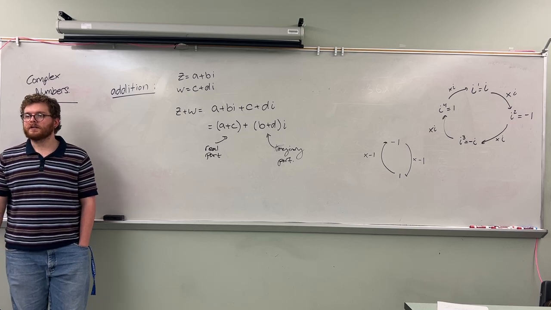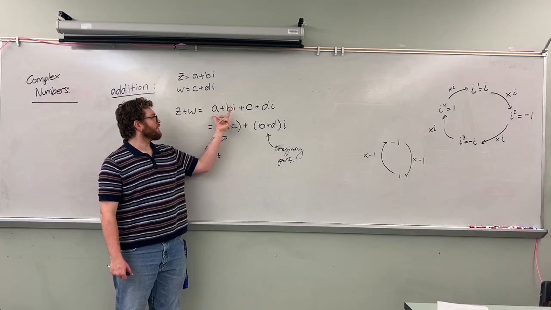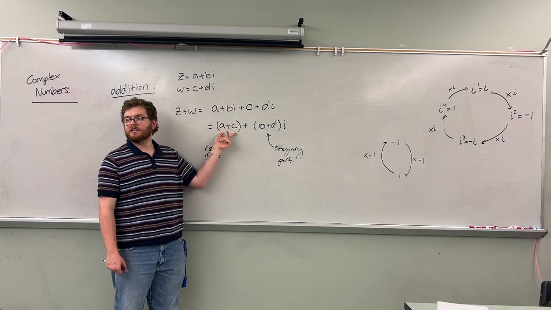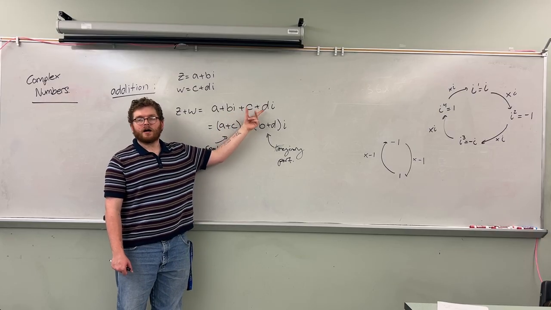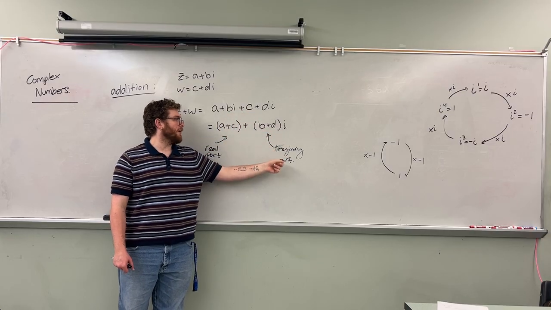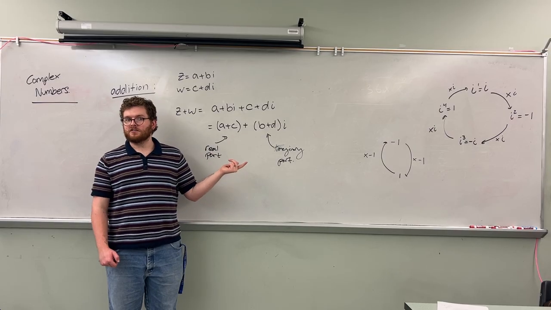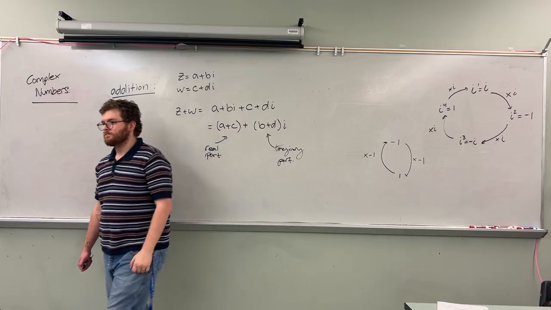It's a little bit weird, but it's just combining like terms. I have two things that are not multiplied by i. Those go together to maintain being my real part. And I have two things that are multiplied by i, which go together to be my imaginary part. So I just get another complex number with a real part and an imaginary part.